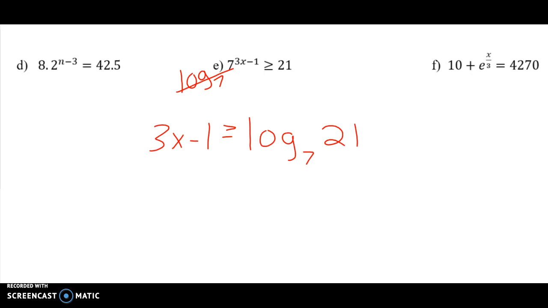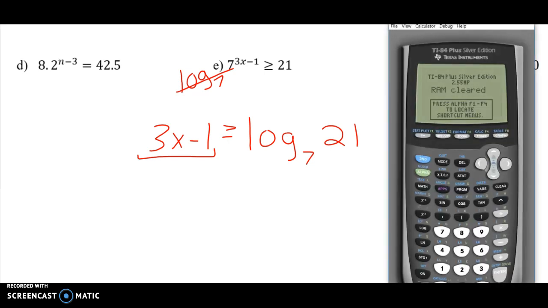Okay. So now, what do we need to do to get the x by itself on the left? We need to add 1 for sure, and then divide by 3. So let me show you how I would do this in your calculator. Go ahead and type in math up, and type in your log base 7 of 21. Then hit enter and get that ugly decimal, about 1.564575034.